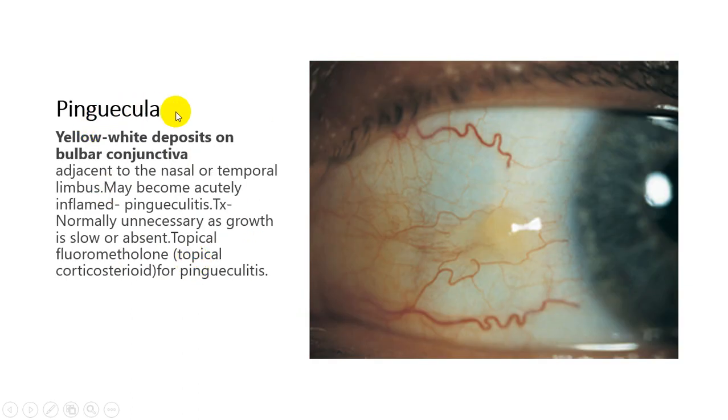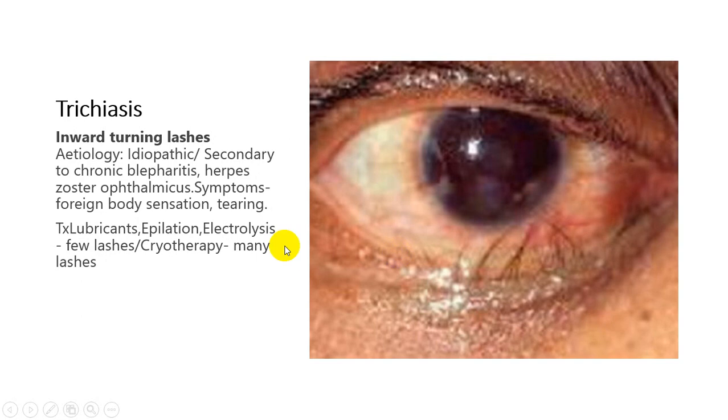Pinguecula. It is a yellow-white deposit in the bulbar conjunctiva. This is yellow-white and may become inflamed. It is pingueculitis. Treatment is usually unnecessary; use a close space, low and absent, and topical fluorometholone. It is a topical corticosteroid you can use for pingueculitis.